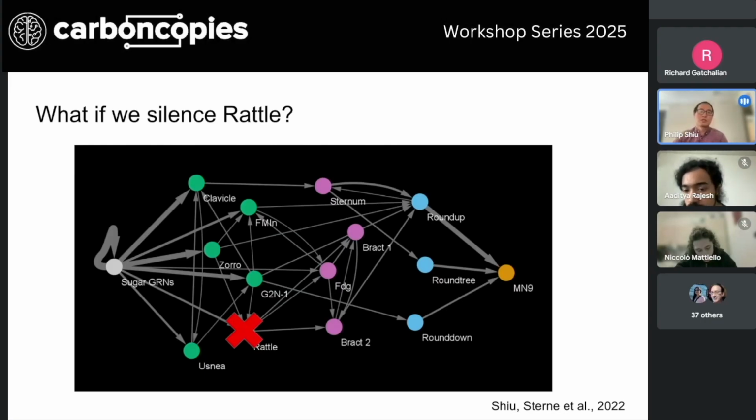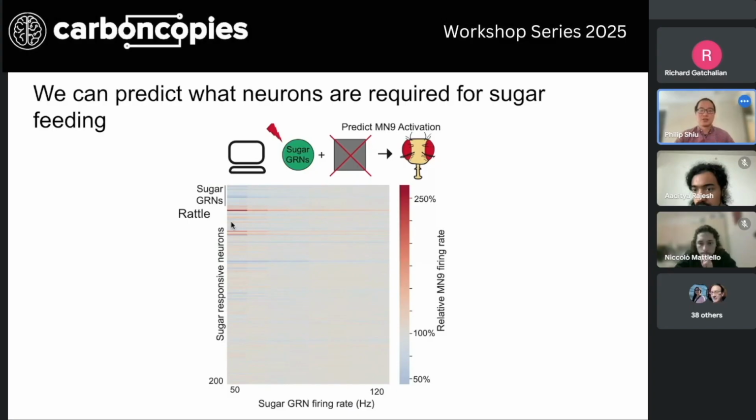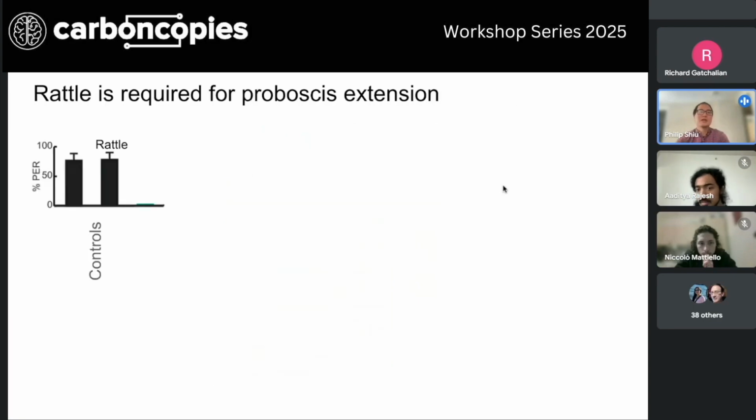And what's exciting about this model is that we have a structured way of making these predictions and understanding which neurons might be required. So in this particular experiment, we computationally silenced neurons brain-wide, but for example, one of the neurons that we predicted to be required was Rattle. So the prediction was that Rattle would be required.